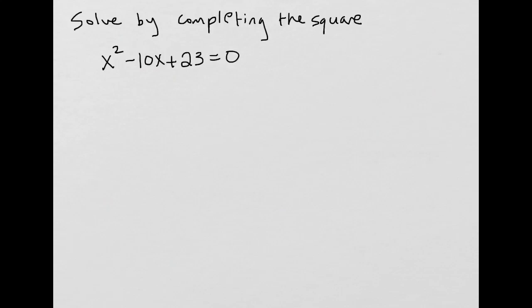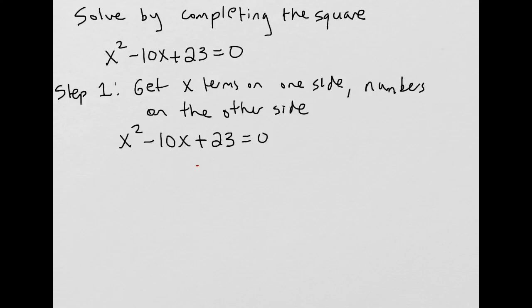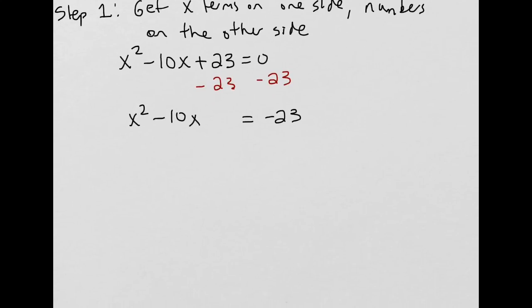Okay, so let's see how that might apply to the problem that we were doing. So we're trying to solve this problem by using completing the square. My first step is to get all my x terms on one side and all my number terms on the other side. Here, if I subtract 23 from both sides, I end up with x squared minus 10x equals negative 23. Alright, my second step then is to complete the square.